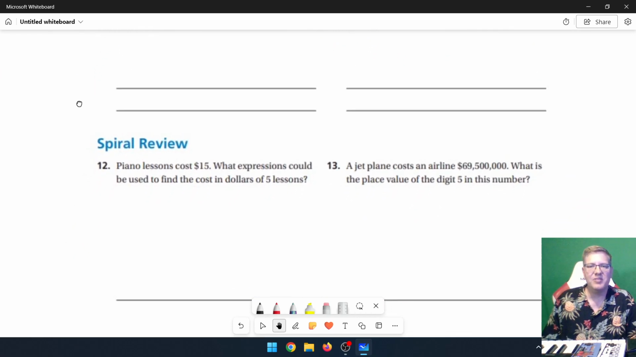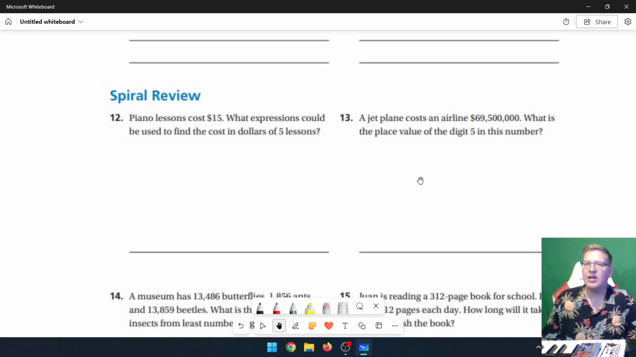Number 12 and number 13 are easy enough, but a couple things to think about. Our expression for number 12 is the math problem, or math problems, because it's plural in this case, that we can use to find the answer.